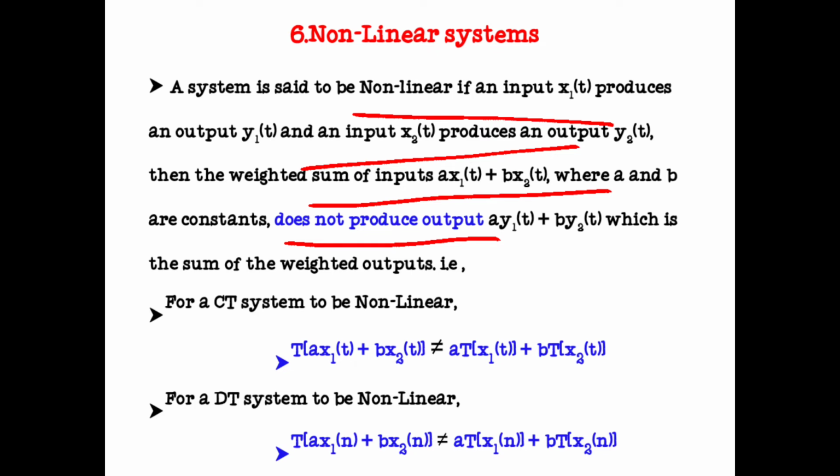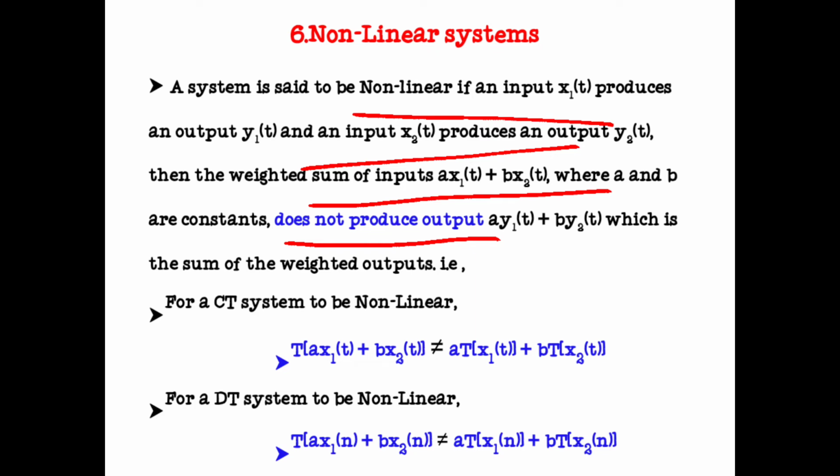And then you have to separately explain what is homogeneity. Homogeneity is a property which means a system which produces an output y of t for an input x of t must produce output a y of t for an input a x of t. This is homogeneity. So what about the superposition property? A system which produces an output y1 of t for an input x1 of t and output y2 of t for input x2 of t must produce y1 of t plus y2 of t for an input x1 of t plus x2 of t.